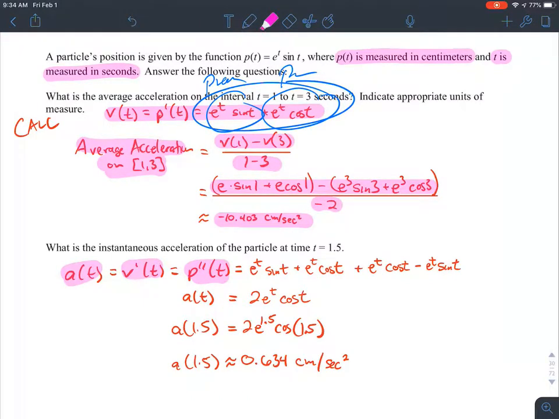If you combine like terms, let's check this out. These are like terms, opposite signs cancel. These are like terms, same sign, so we now have two of those. To figure out the instantaneous acceleration at 1.5, we put 1.5 into the acceleration formula, throw it into your calculator, and you get that the instantaneous acceleration at 1.5 seconds is 0.634 centimeters per second every second. Moving on.